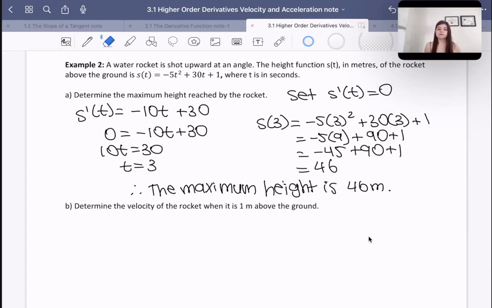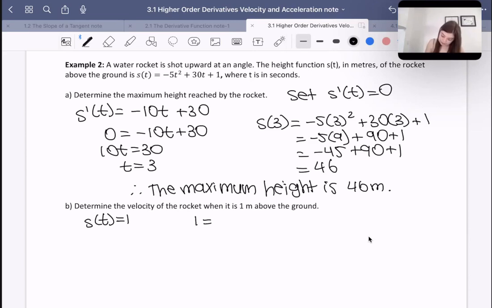So remembering that the velocity is when we take the first derivative of the function, they'd like to know what the velocity of the rocket is when our height is 1 meter above the ground. In order to do that, we have to figure out what time that will occur, when the rocket is 1 meter above the ground. So s of t would be equal to 1.